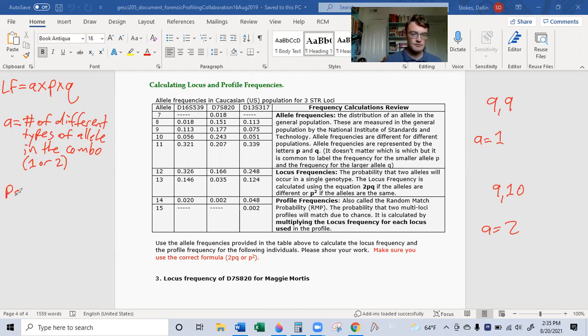P is equal to the allele frequency, I'll abbreviate it AF. So the allele frequency from this table of the first allele in the combo.